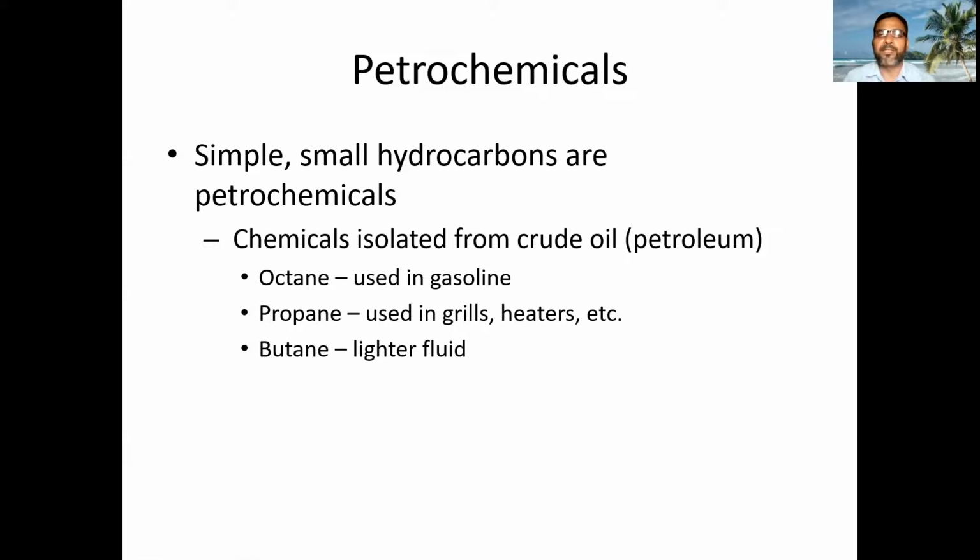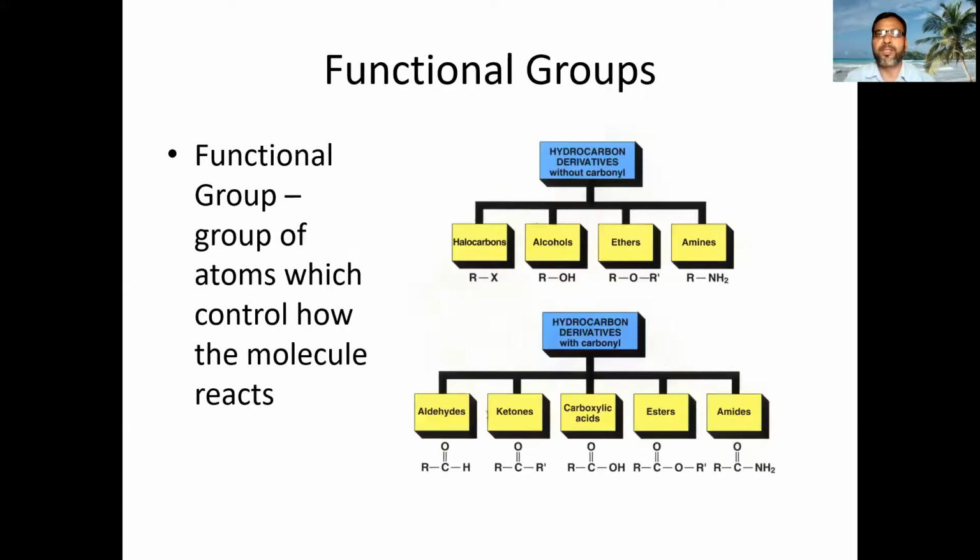Now petrochemicals. Simple, small hydrocarbons are petrochemicals. Chemicals isolated from crude oil, petroleum. Octane used in gasoline, propane used in grills and heaters, butane, lighter fluids.